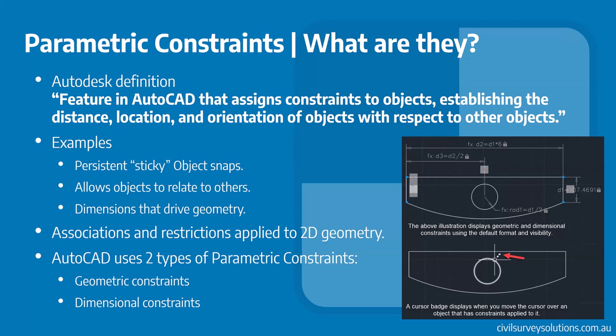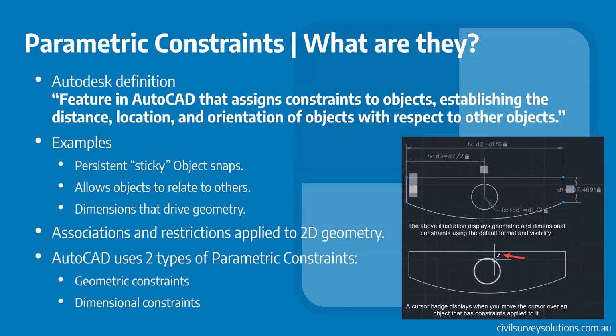It also allows objects to relate to others. So we might have ends of lines that we want to be coincident with each other. We can make those points stay in contact with each other. We can also have dimensions placed in there, and they can drive the geometry. So if you modify a dimension, you can make the object expand or contract based on the dimension that you apply to it. The associations and restrictions are applied to 2D geometry only when it comes to parametrics in AutoCAD.